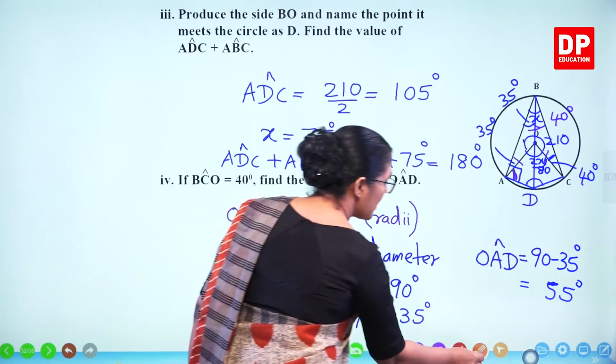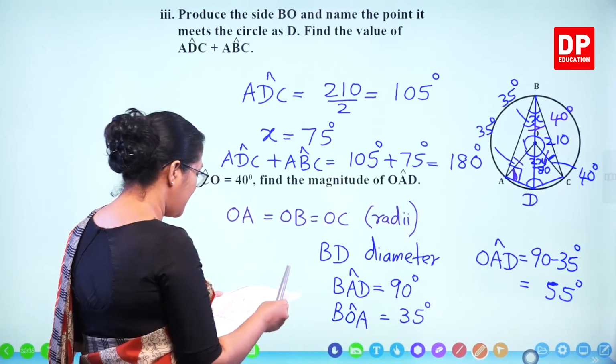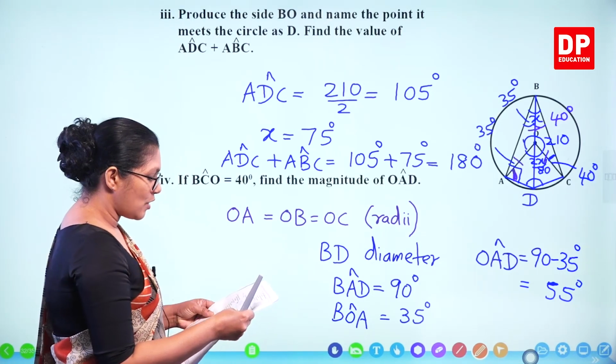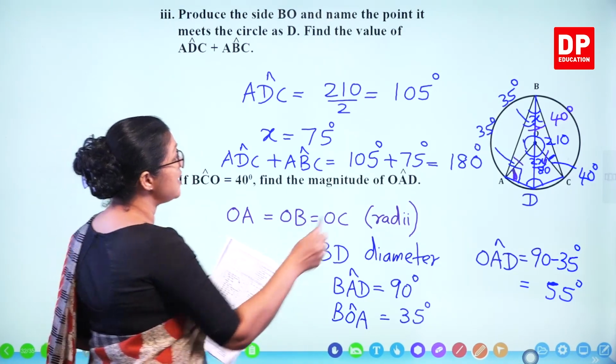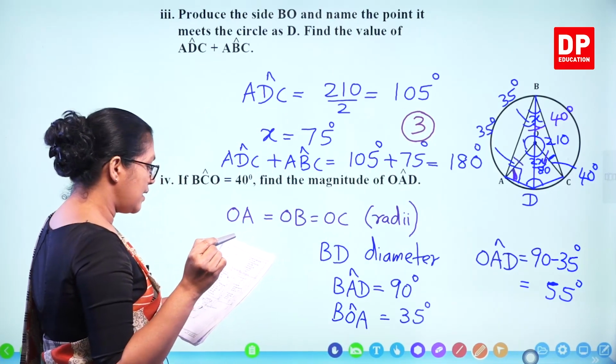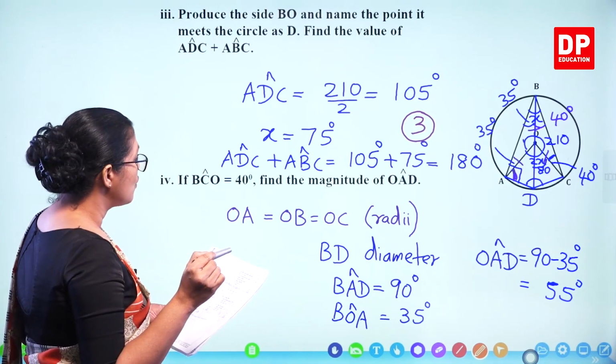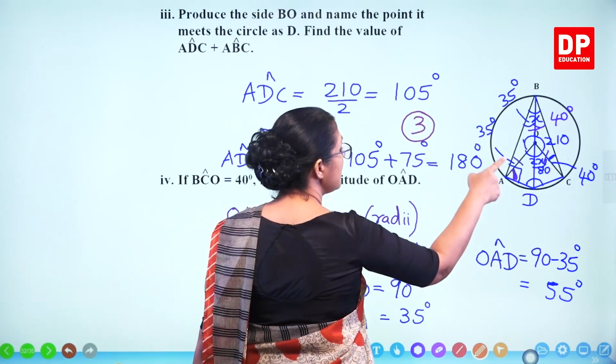So we'll see how many marks for those two parts. Part 3, showing that it's 180, that's 3 marks. And 4 marks for the last part showing that it's 55. So each part you are getting 1 mark.